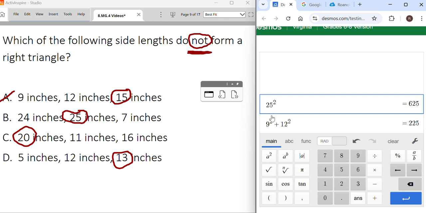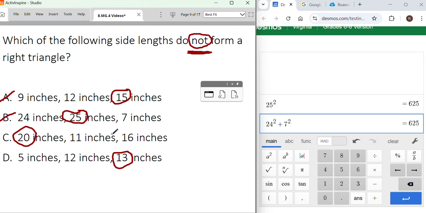25 is the longest, so I will make it my hypotenuse. And then we have a 24 and we have a 7. When I put those in, they are both equal. We want the one that does not work, so let's mark that out.